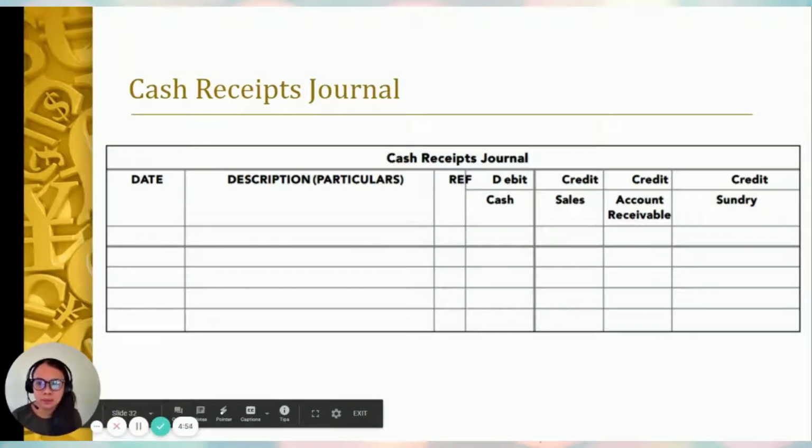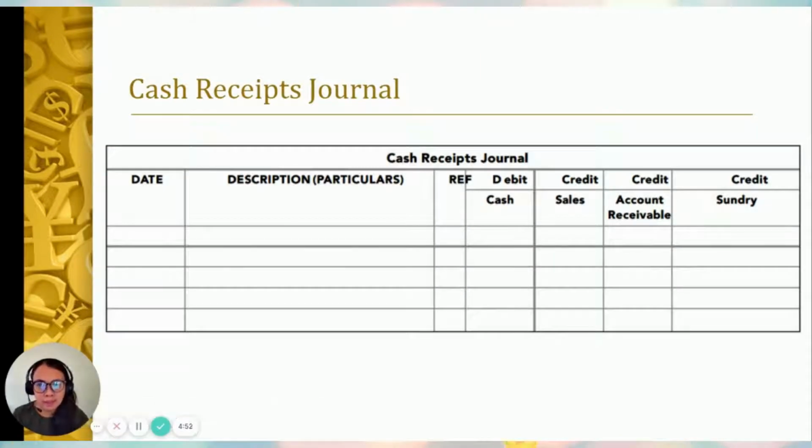Now we're going to start with the cash receipts journal. Again, cash receipts journal is used to record transactions involving receipt or collection of cash. So every time cash goes into the company or into the business, we record this receipt in the cash receipts journal. The following illustrate the format of a cash receipts journal, as you can see in here. But remember that the format may vary depending on the nature of business and the frequency of transactions. So this is just a sample of a cash receipts journal.